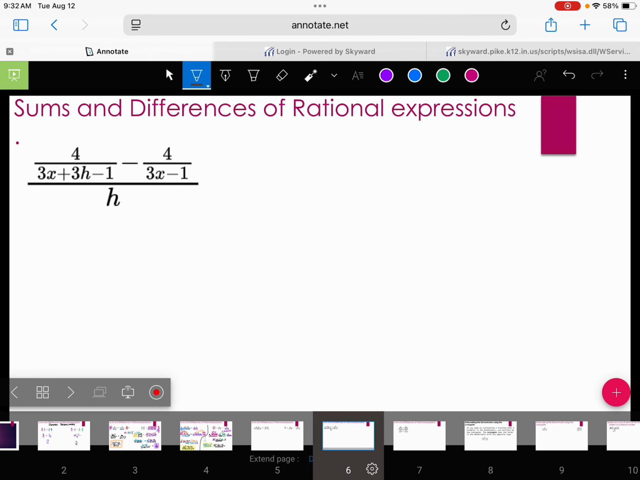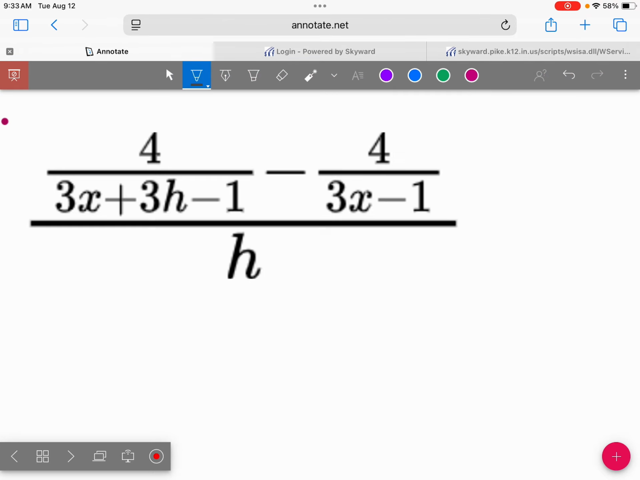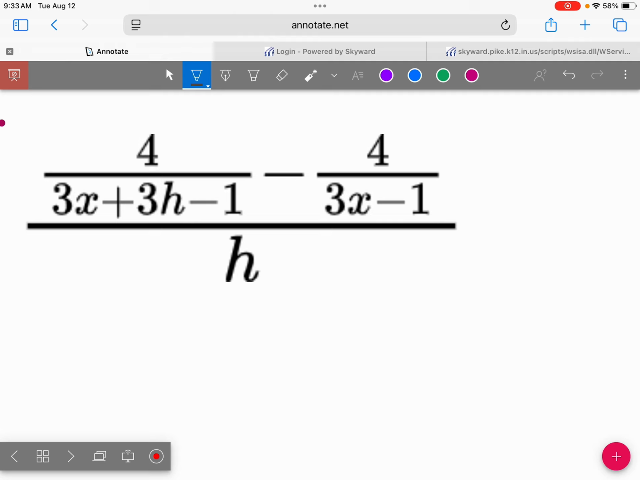We're going to look at a couple that are like some on the homework that are a little icky. I promise it's not as bad as it looks. So here's our first one. I'm going to zoom it in so you can see it, but then I'll put it back out. So we have a big fraction with h in the denominator. And then in my numerator, we have 4 over 3x plus 3h minus 1. And we're trying to take away 4 over 3x minus 1.